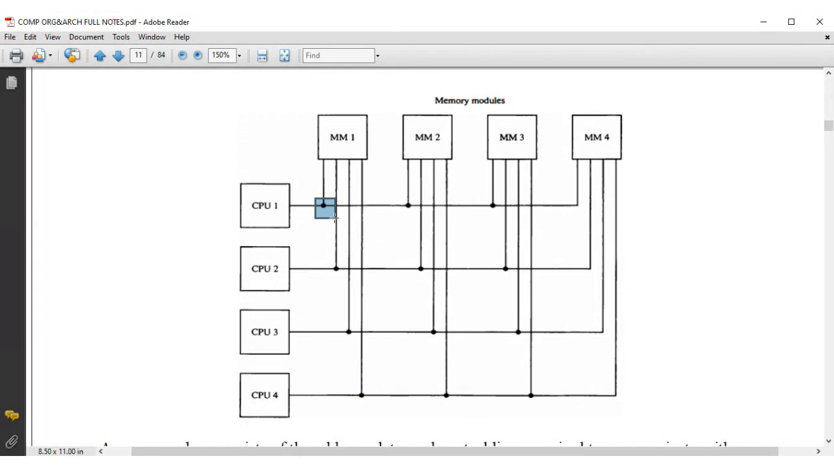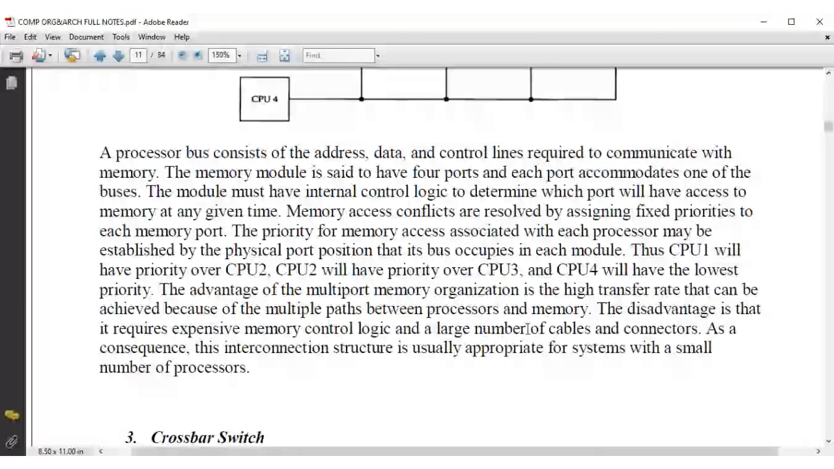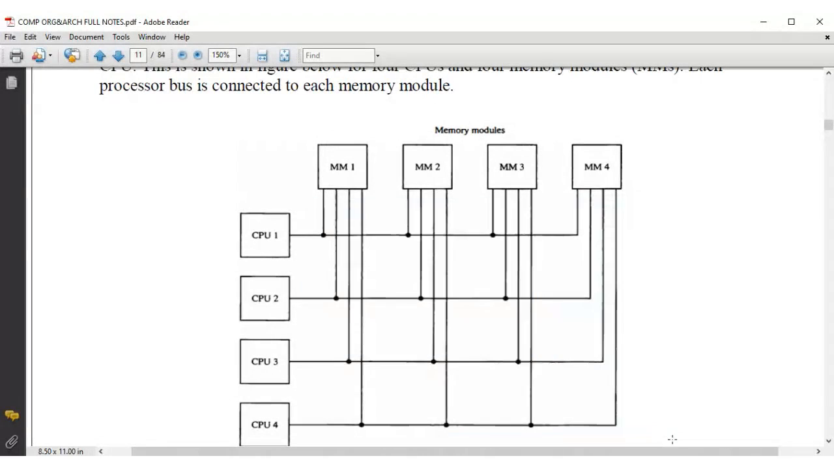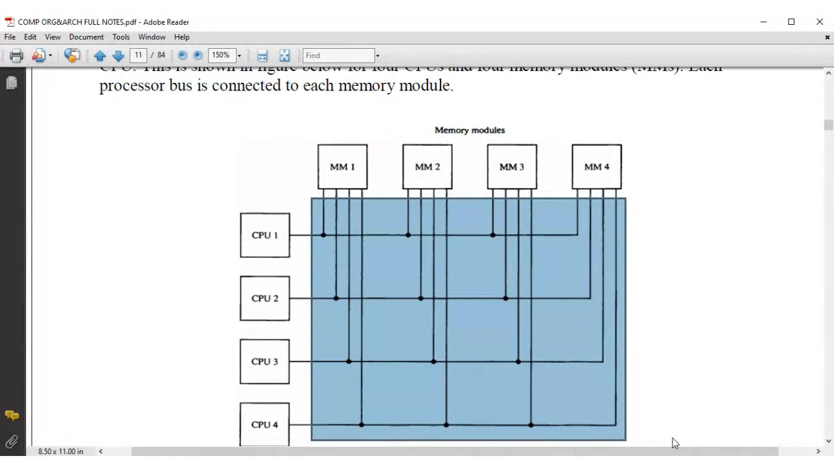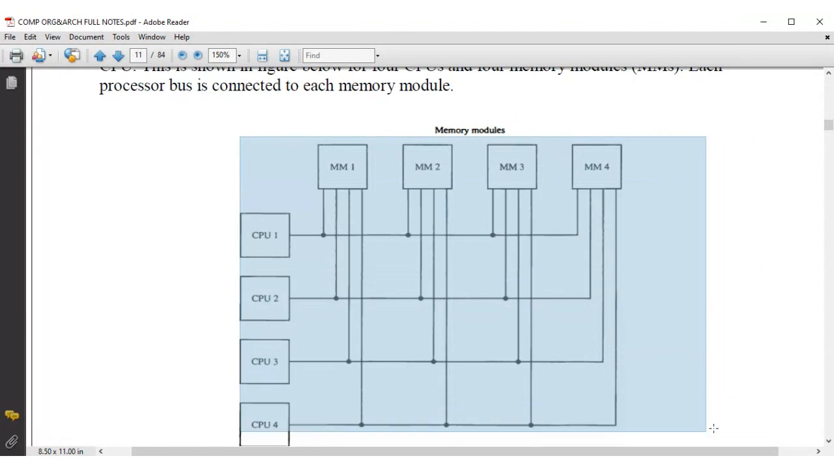All right, a port cannot be overwhelmed because there are different other ports. So there is more efficient prioritization, meaning that transfer conflicts are fewer and fewer. The only disadvantage is that it requires expensive memory control logic and a large number of cables and connectors. Why? Because of all these connections. So it requires a lot of cable. It also requires, and also it is more complex to implement.